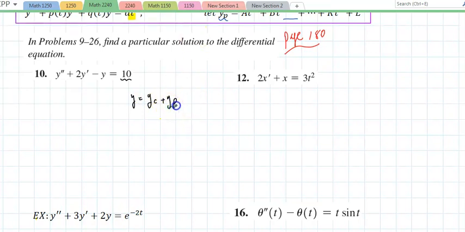Now the particular specifically in this case is going to be a constant, some letter a. You need to find a. So that's going to be a right there. And the complement, this is a linear differential equation with constant coefficients. We're going to let y equal e to the rt, and y prime will be r e to the rt, and y double prime will be r squared e to the rt.